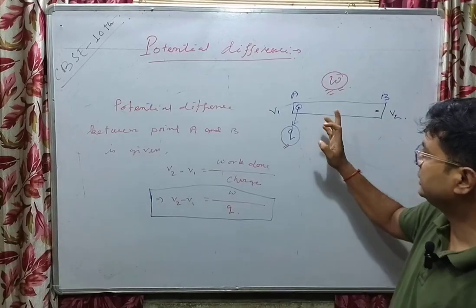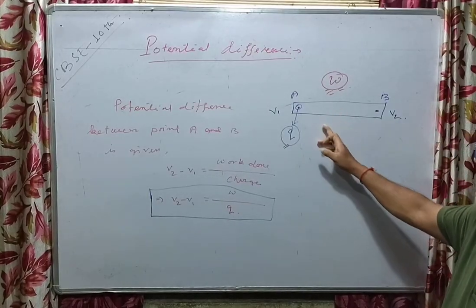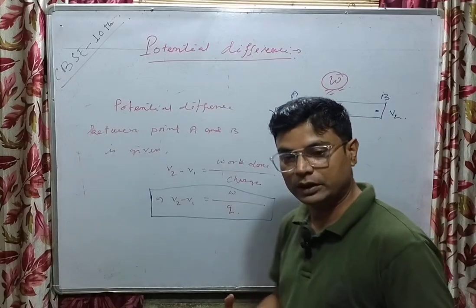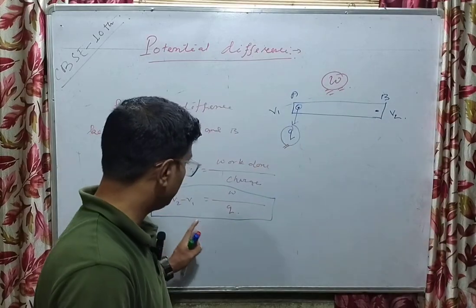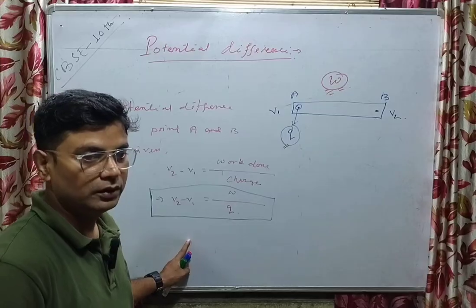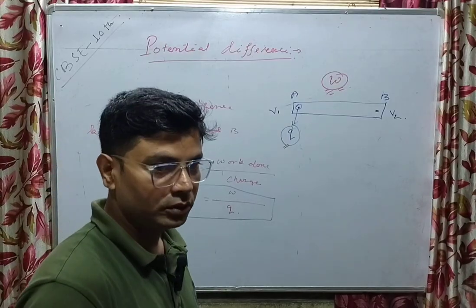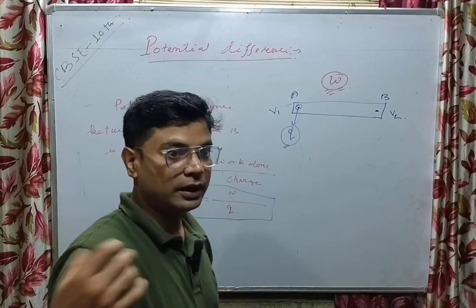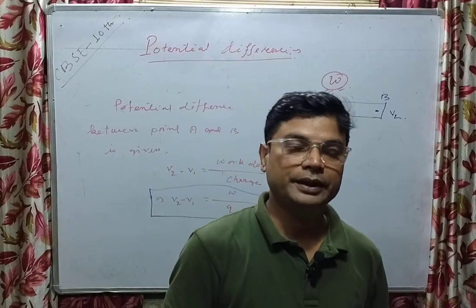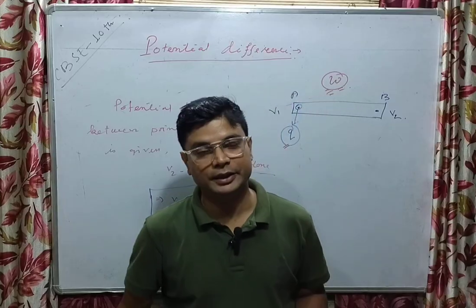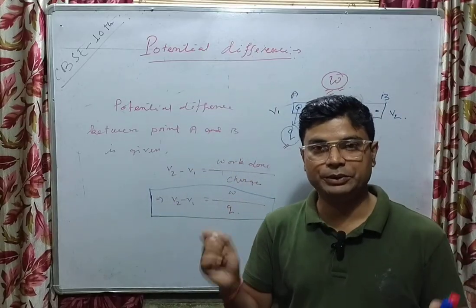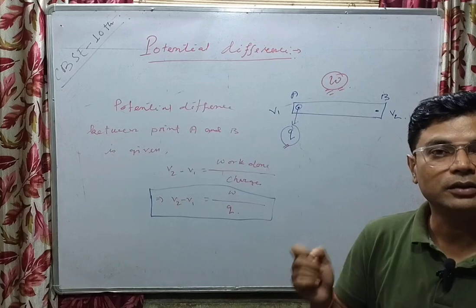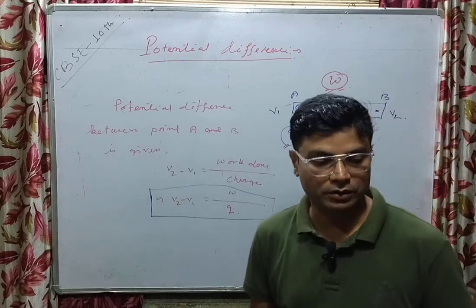Students, you can calculate the potential difference between two points of a conductor by using this expression. Simply, you need to do work to carry a charge from one point to another point. That amount of work done is said to be the potential difference between those two particular points of that conductor.